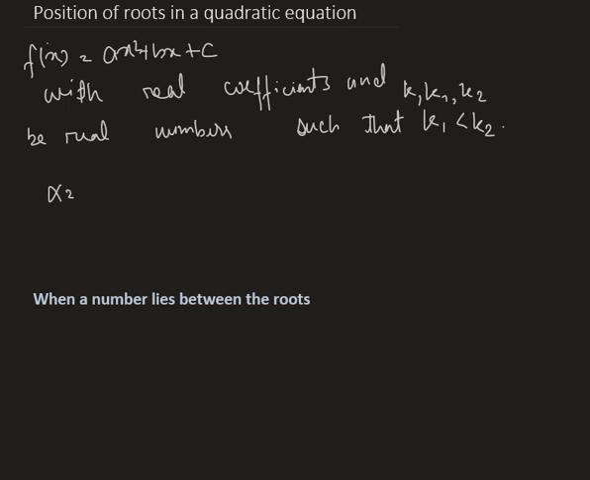Then alpha is equal to minus b minus root d over 2a, and beta is equal to minus b plus root d over 2a, where d is the discriminant.